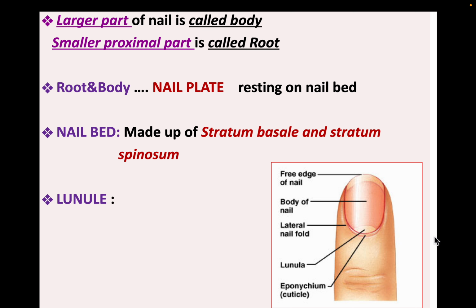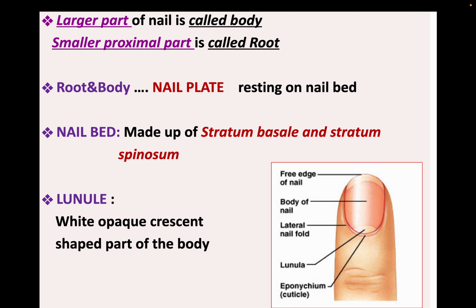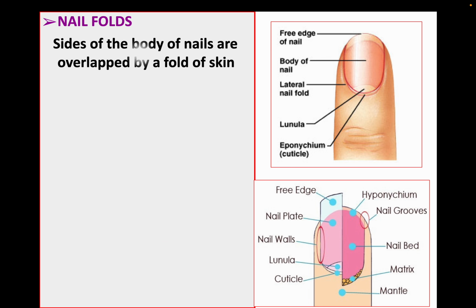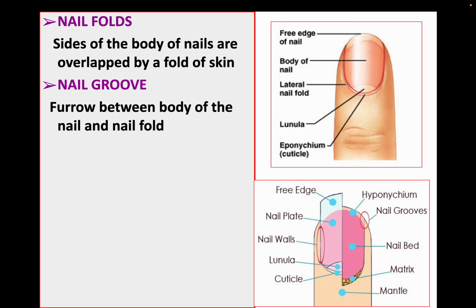Now you can see the lunule in the diagram. So this is a white opaque crescent, which is a crescent shaped part of the body. Coming to the nail folds, the sides of the body of the nail are overlapped by folds of skin. You can see the folds. Then nail groove, the furrow between the body of the nail and nail fold, that is the nail groove.